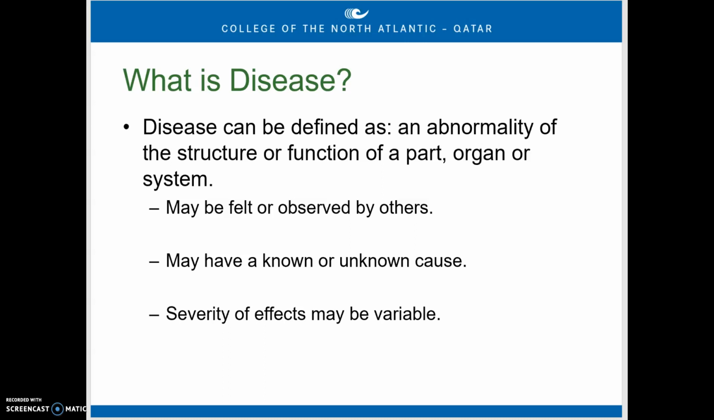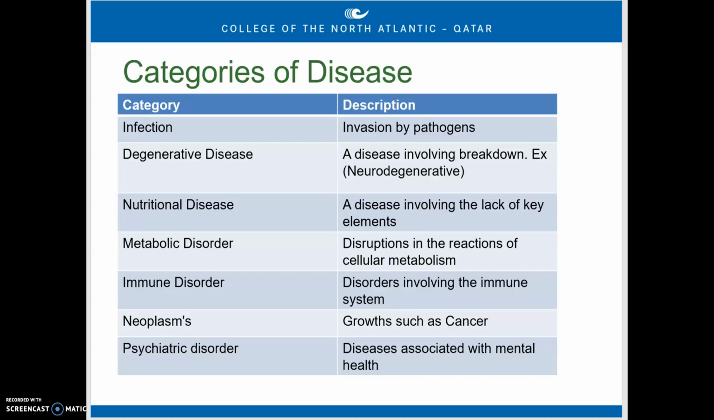It may be felt or observed by others, so it could be something that's quite apparent to somebody else. It may have an unknown cause. We might not know what causes it, or we may know full well what causes it. And of course, the severity of the effects can be variable. We can have mild disease that people can live with their entire life, and we can have really severe disease that can cause severe health impairments or even death in a matter of weeks or months. So that's the definition of disease, so we can get this unit started.